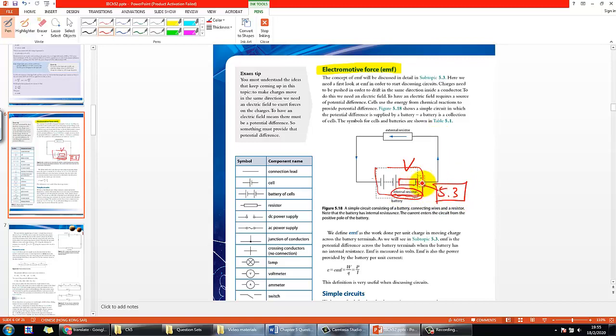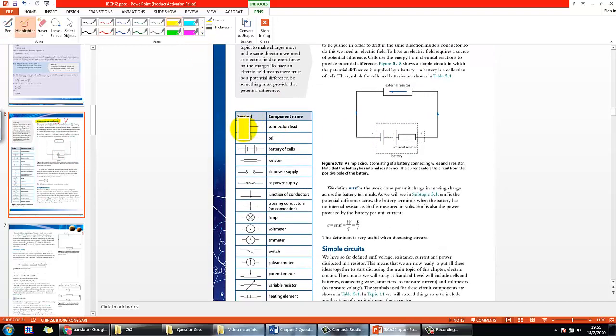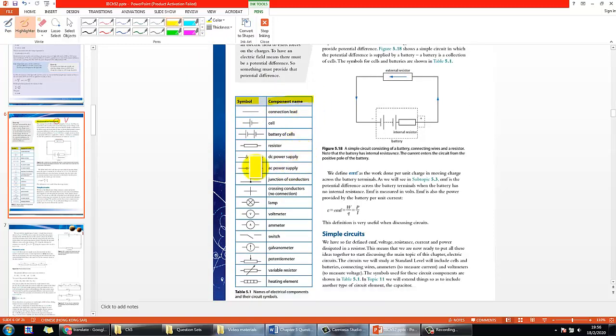All right, this is a new thing, but I'm talking about it in general. EMF is simply the voltage provided by the whole battery. Here is a list of the symbols of the circuit components. All of these you are expected to know, so make sure you know all of them.